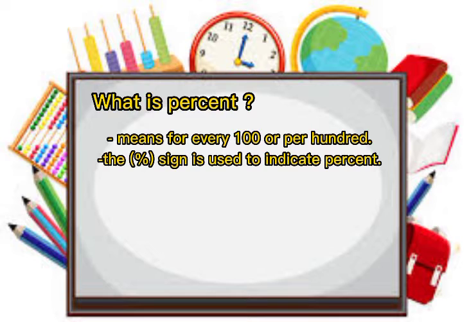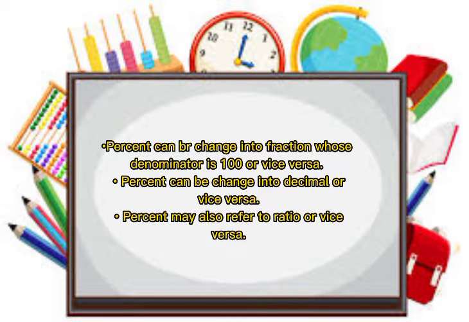What is percent? Percent means for every 100 or per 100. The percent sign is used to indicate percent. Percent can be changed into a fraction whose denominator is 100 or vice versa. Percent can be changed into decimal or vice versa. Percent may also refer to a ratio or vice versa.